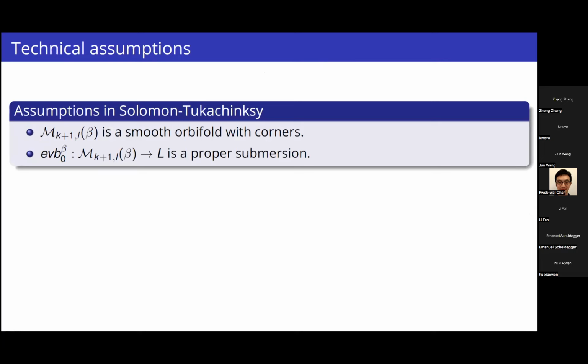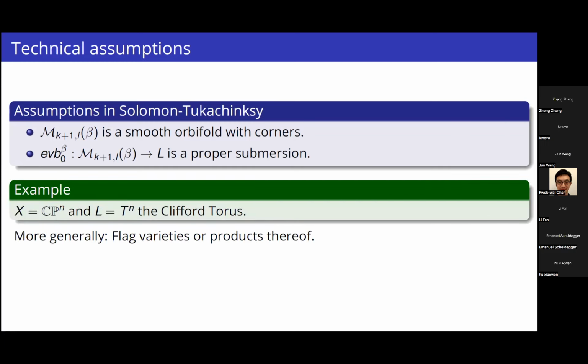Okay. So what I was going to say about these technical assumptions is they are very strict. Fortunately, there are some examples where this actually holds. For example, if you take CP^N and the Clifford torus as the Lagrangian, or more generally, if you take flat varieties and products. But why do I use such technical assumptions? Solomon and Tukachinsky stated that if you assume some virtual fundamental class techniques, then it should be possible to extend this setup to a much more general setting.